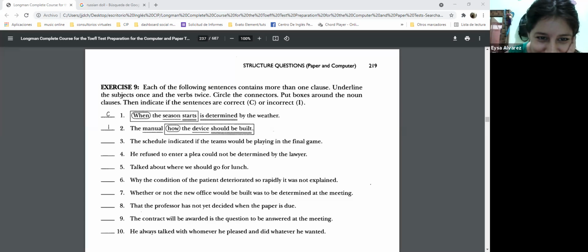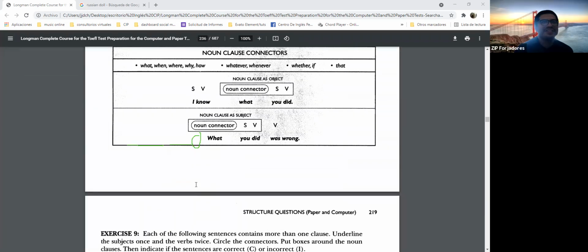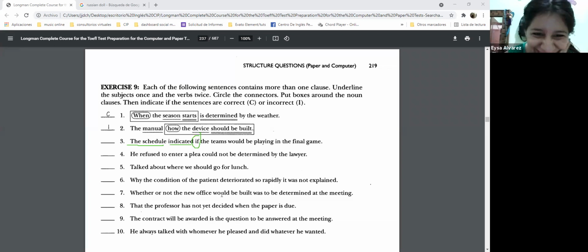Okay, subject, we have the schedule. Indicate is the verb in this one. And we have if, that is the clause connector. Is the clause right? No. Are you sure? If? Yes, if. Then we have here, one more time, the teams will be playing is the action. In the final game, doesn't matter.